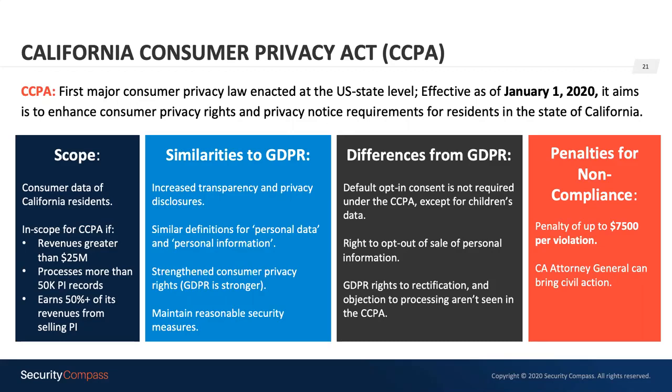And there's some other elements, such as including a link to opt out of sale on your website. The GDPR offers additional consumer privacy rights, as mentioned previously, and the penalties for non-compliance with the CCPA include a penalty of up to $7,500 per violation, and the California Attorney General can also bring civil action. So now that the CCPA has been relatively new, we can expect to see guidance and action from the Attorney General as it begins to be enforced.